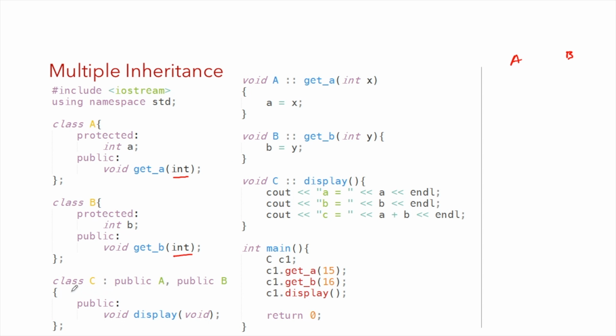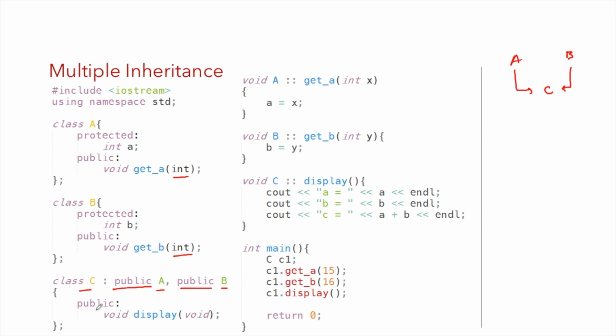Then we have class C. Now it is inheriting two classes, A and B, at the same time. Notice that we have used a comma operator over here, and for both classes the visibility mode is public. So what is happening here is, this is your derived class, so A and B are being inherited to C.